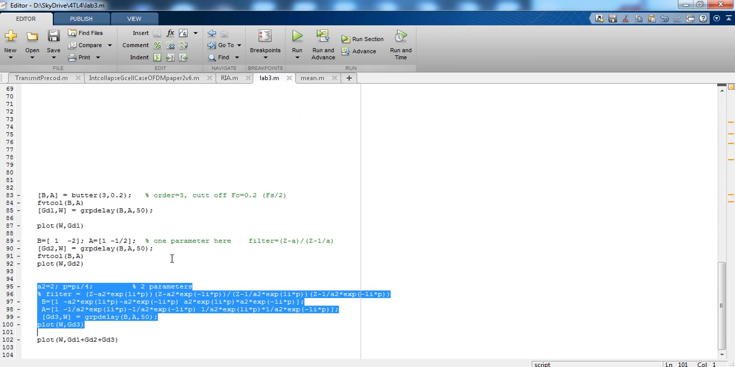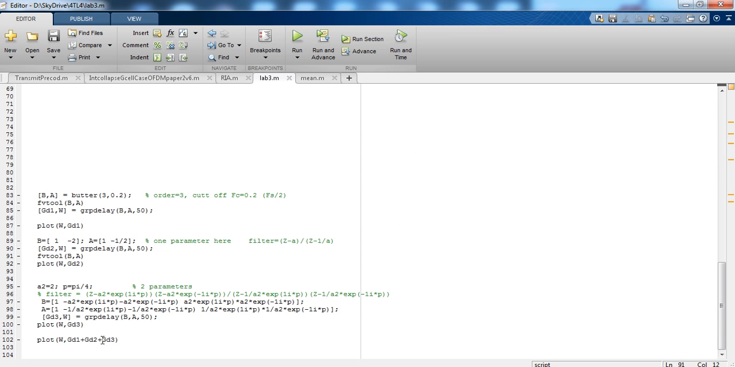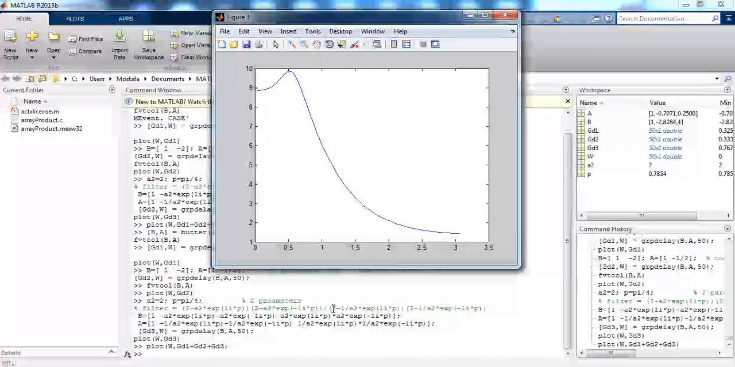Assume that I'm satisfied with these parameters. So what is the total group delay? It is just group delay 1, group delay 2, group delay 3. Group delay 1 of the original filter, group delay 2 of the first filter, which is one pole one zero, group delay 3 of the two pole two zero all pass filter. This is the total group delay.